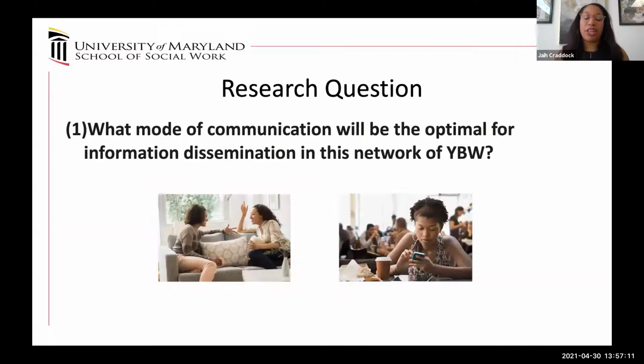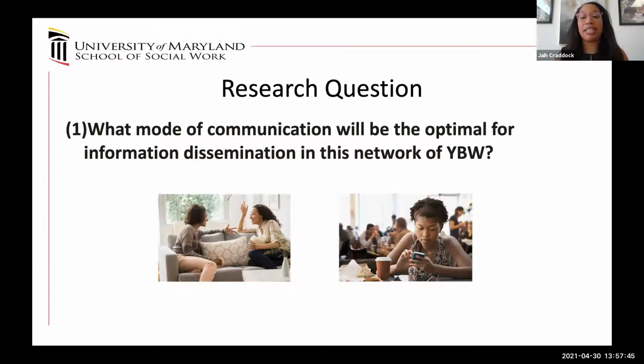So the research goal for this study was to understand what mode of communication would be optimal for information dissemination within social networks of young Black women. What we did was collect network data from young Black women who were age 18 to 24. It was part of a larger study, but we used respondent-driven sampling to collect the data, so we were able to find out who was connected to whom within our network.